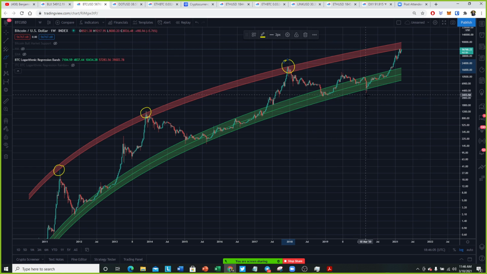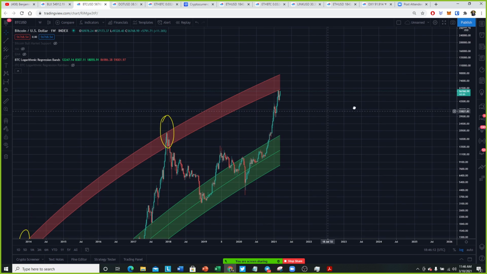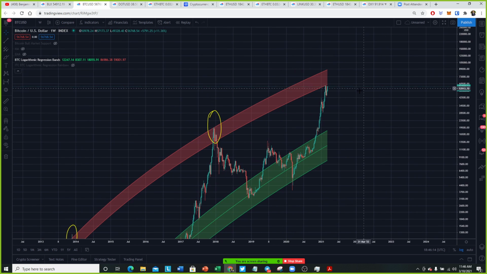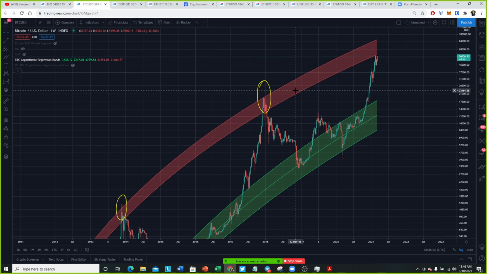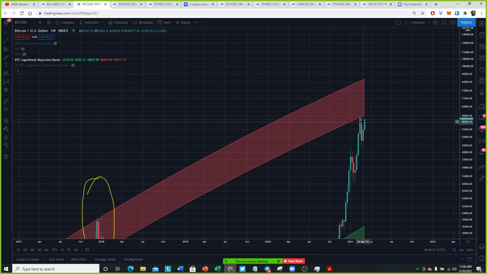Okay, the lower bound today on our peak regression band is at $59,000. The upper bound is at $87,000. So I've added a little bit of uncertainty by having a band rather than just a single line. If we zoom in, a few weeks ago, we actually briefly touched it when we went to 58K.